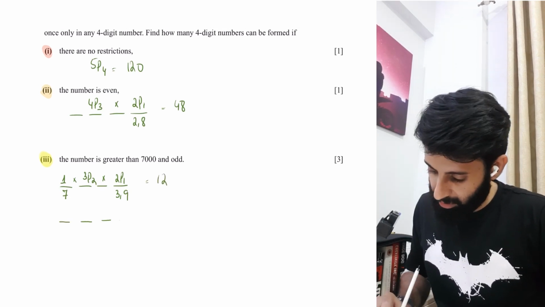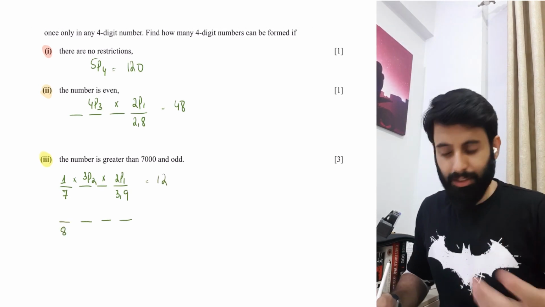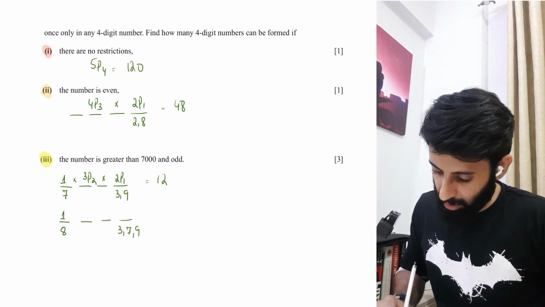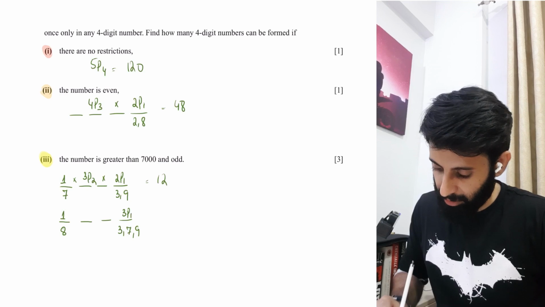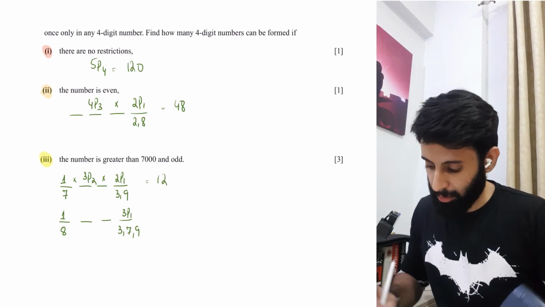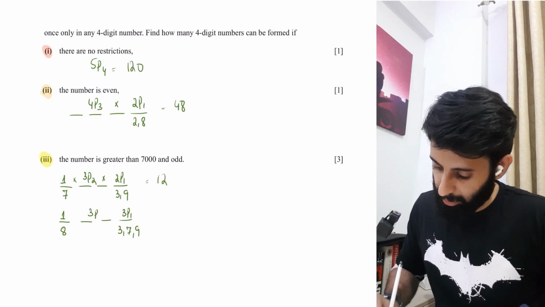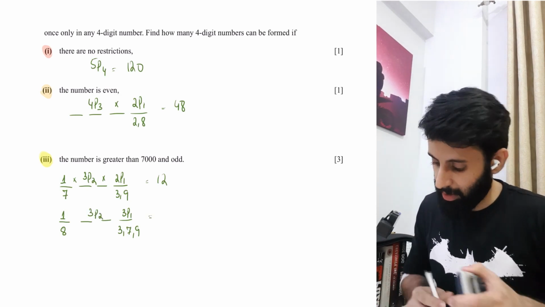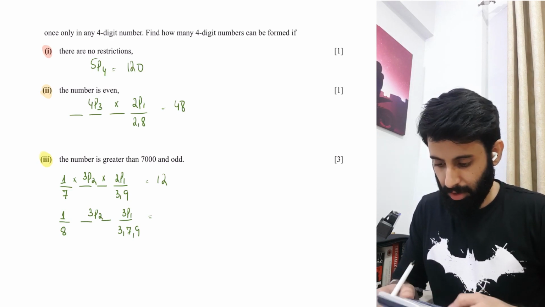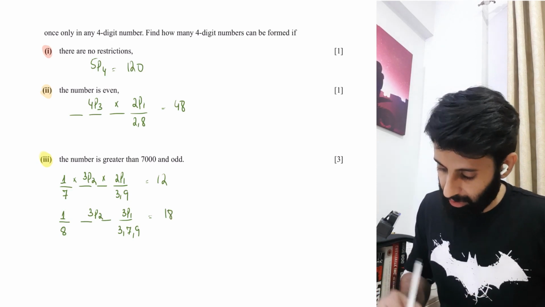Now we move on, and let's see if we have 8 as our first digit. That means that's 1, which means we can have 3, 7, or 9 as our last digit, which means we have 3P1 options to choose from. And again, we started off with 5 numbers, 2 of them are gone. So that means we're left with 3, and we have 2 places to fill. So 3P2 times 3P1 is equal to 18.